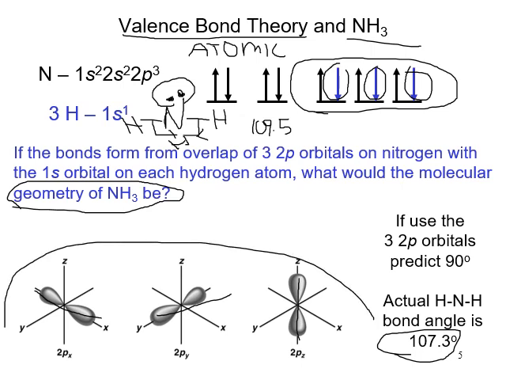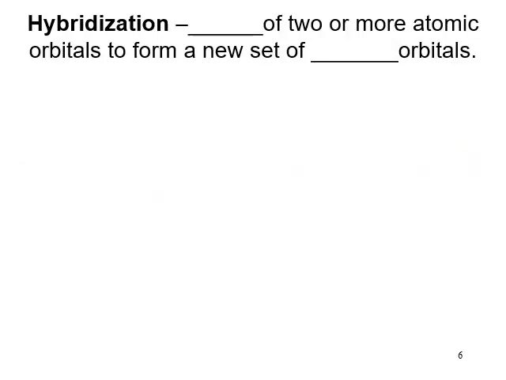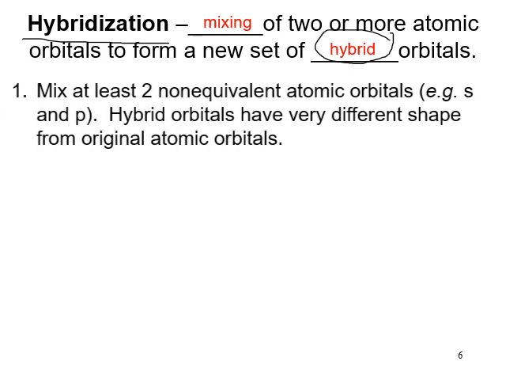So this idea of just overlapping atomic orbitals with other atomic orbitals cannot be true, because if it was true, the shape of the molecule would have 90-degree angles based upon what we know about atomic orbitals. So let's talk about hybridization. Hybridization is now a way to explain the shape that we see in ammonia and in other molecules. Hybridization is the mixing of two or more atomic orbitals to form these hybrid orbitals. Again, this is a human construct in order to explain the shape of the molecules.